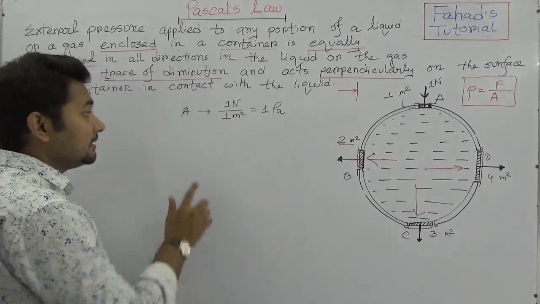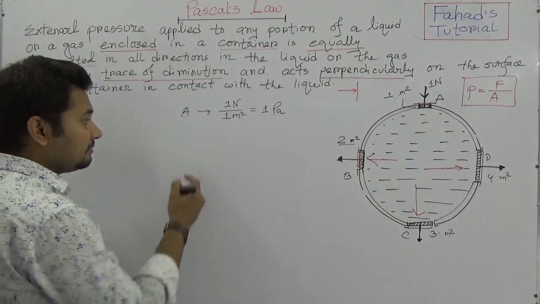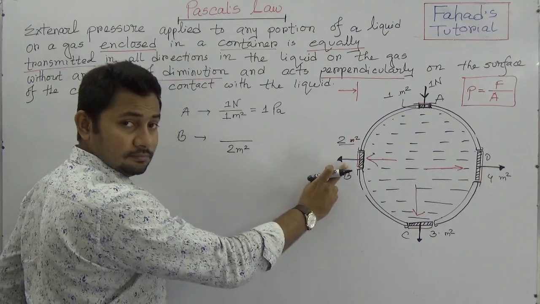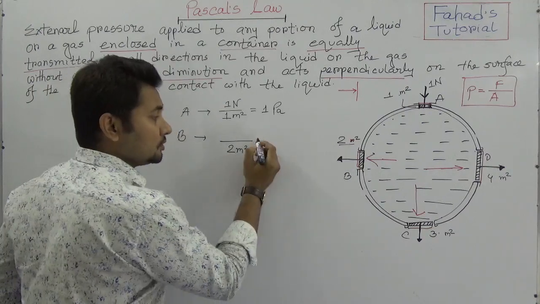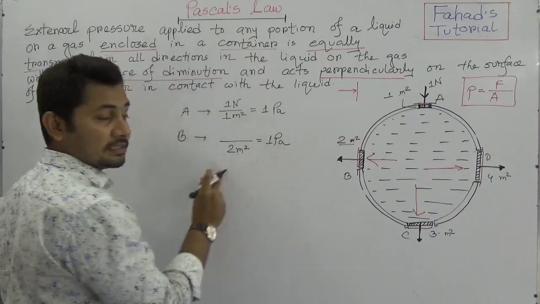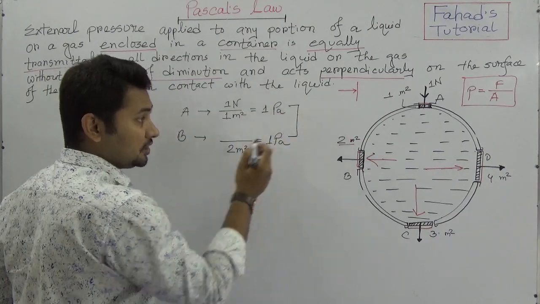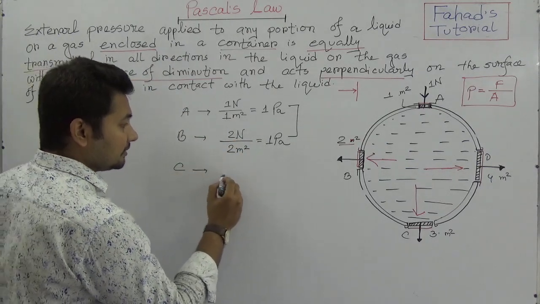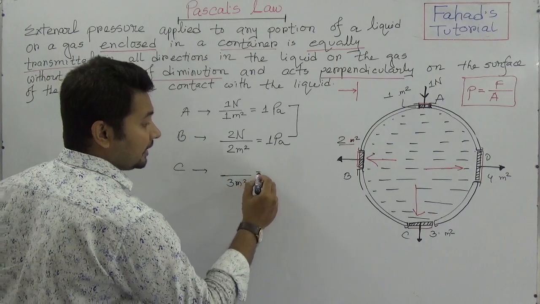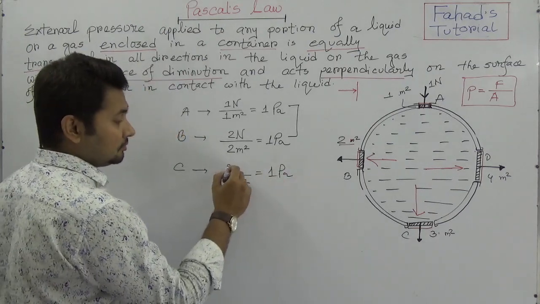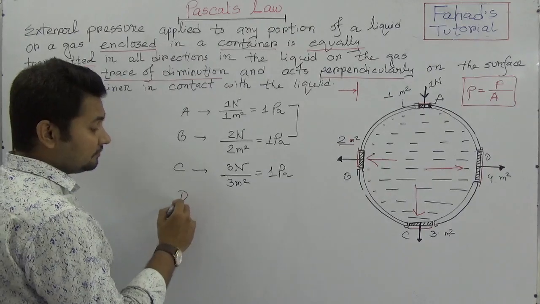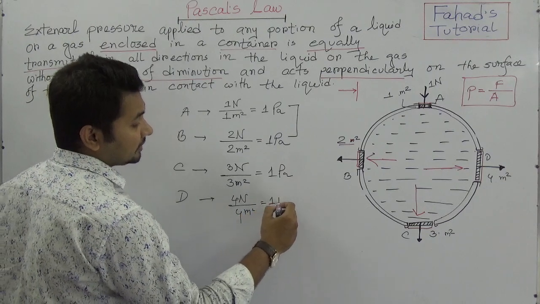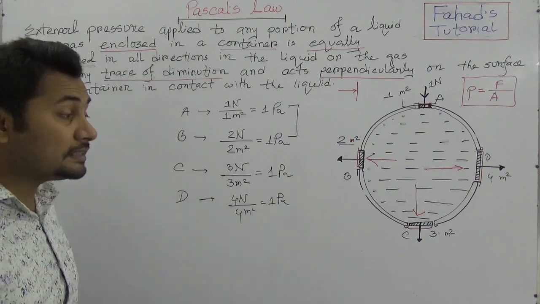So if I say that the pressure won't change, then in piston B, this is 2 meters square. If it's 1 pascal, and the pascal won't change, then it should be 2 newton. In case of piston C, if it is 3 meters square and 1 pascal, it should be 3 newton. And in case of piston D, it should be 4 newton upon 4 meters square to make it 1 pascal. So what is C?